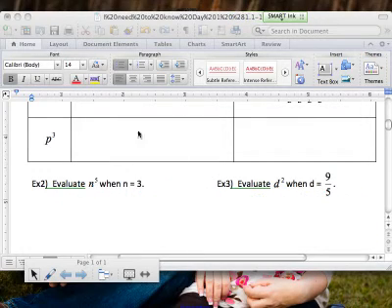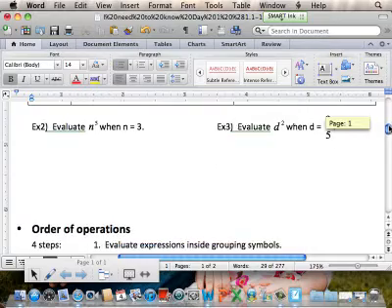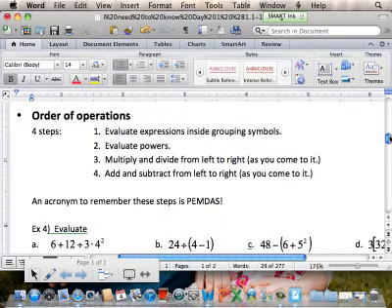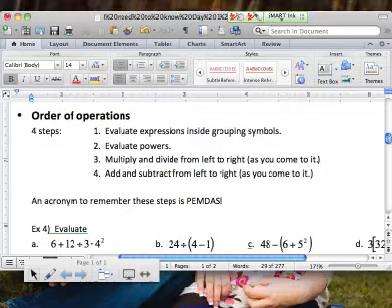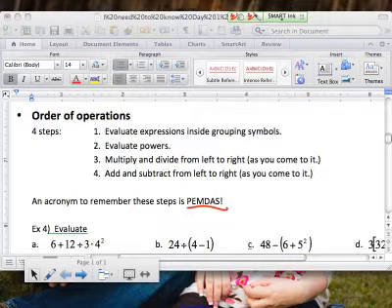All right, so as we plug along here, order of operations. There are 4 steps here. You can read through those. The big thing, and the thing that's going to make your life the easiest, is just memorizing this acronym right here, PEMDAS.